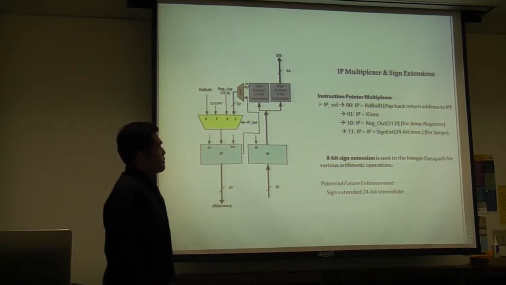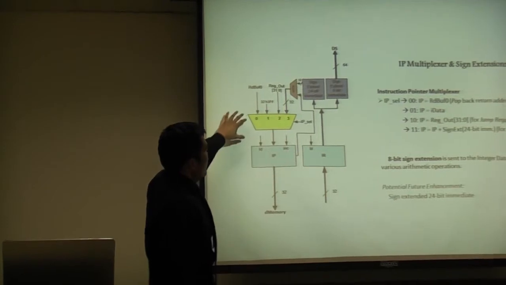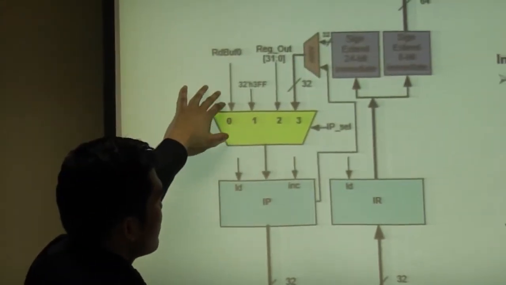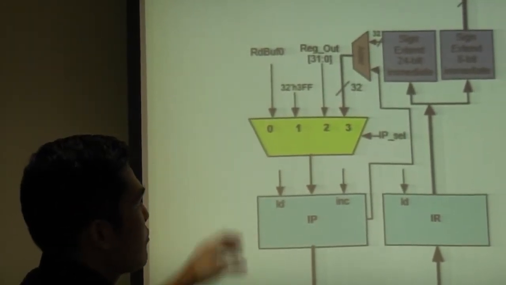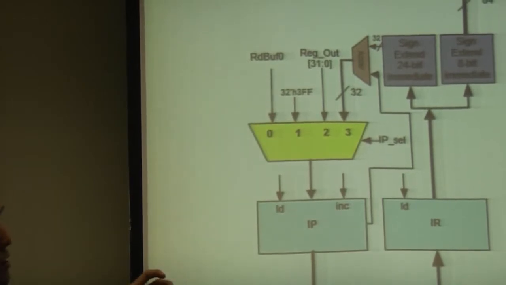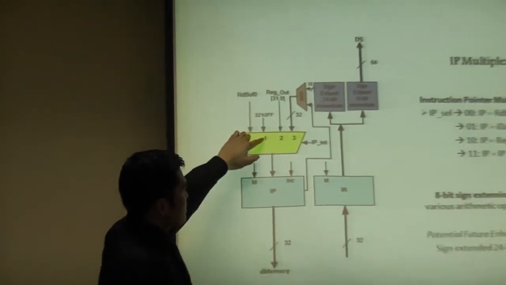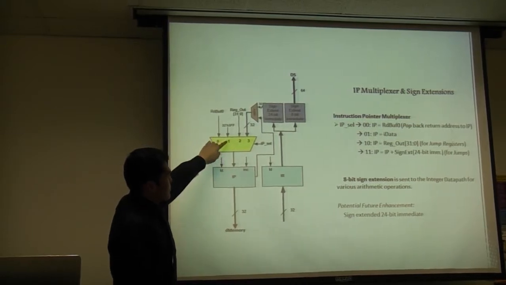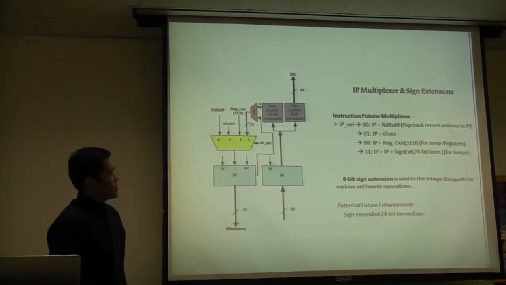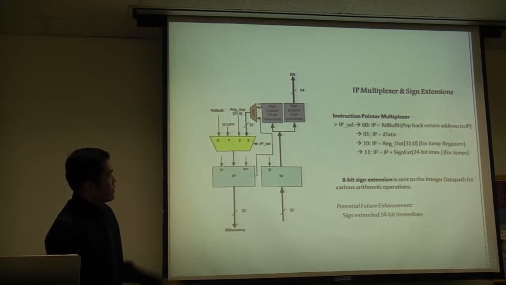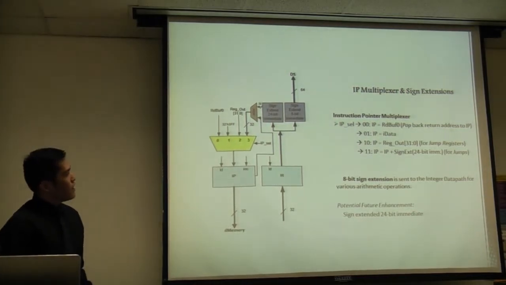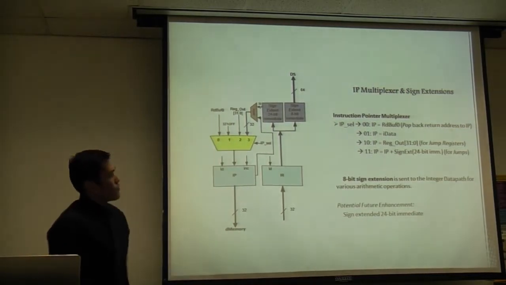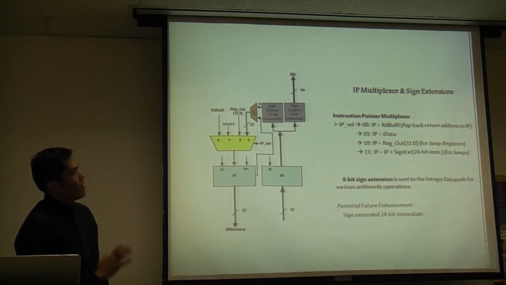And for the IP mux, we have 0. We're getting it from read buff 0, and we're popping back the IP, and we're not getting back the 0 padding. And for 1, it's the reset. Oh, I mean, this is for the interrupt vector. And 2, the reg out. We want to jump to a register. And for 3, if we want to jump relative or call relative.